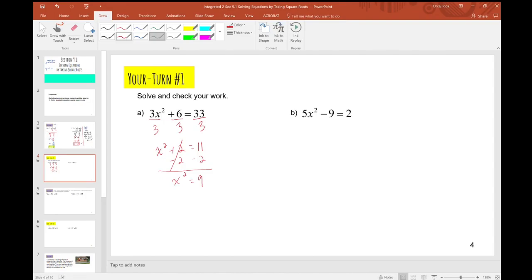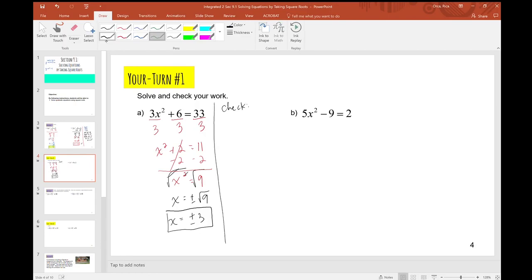And to get rid of the square, we want to square root both sides. x equals plus or minus the square root of 9. And the square root of 9 is 3. So x equals plus or minus 3. Let's go ahead and check our work.